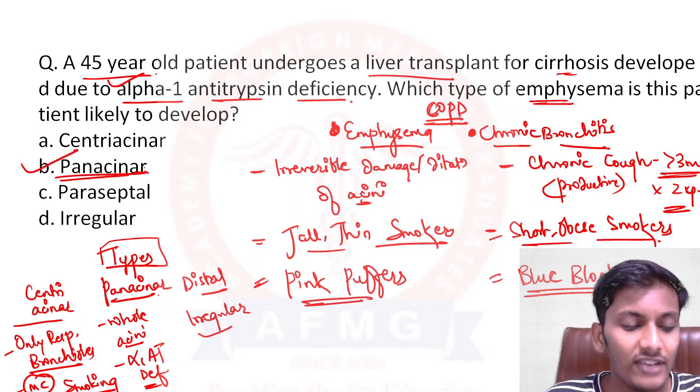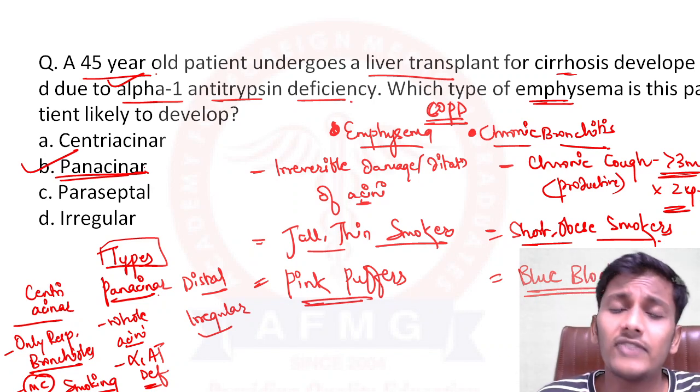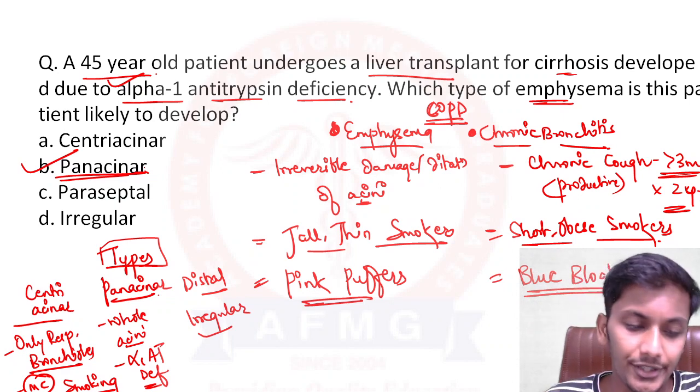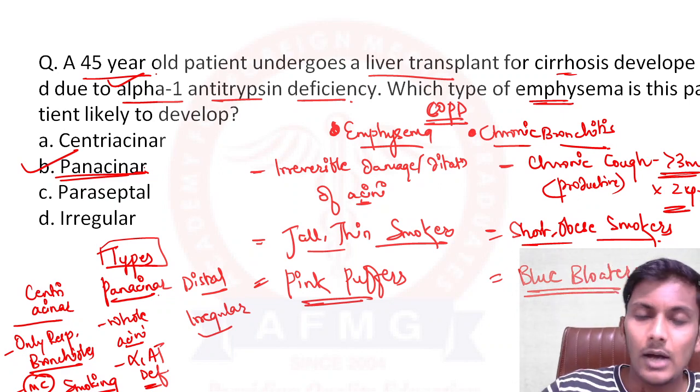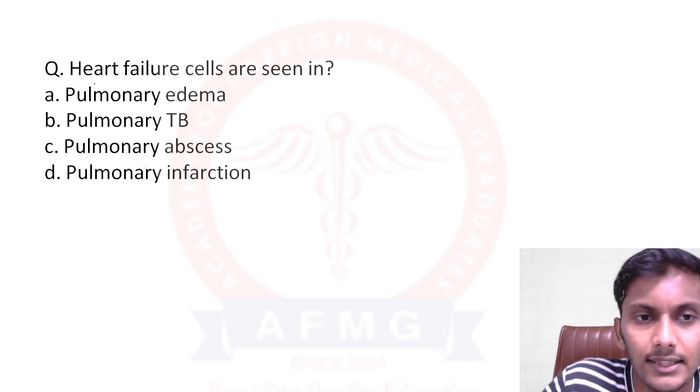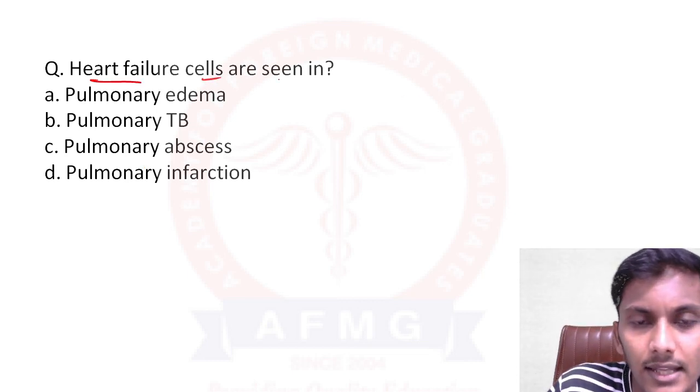Usually the episodes of emphysema would be treated with oxygen, whereas exacerbation would be treated with steroids. Important one. Now let's move on, guys, to our next question. Heart failure cells are seen in.